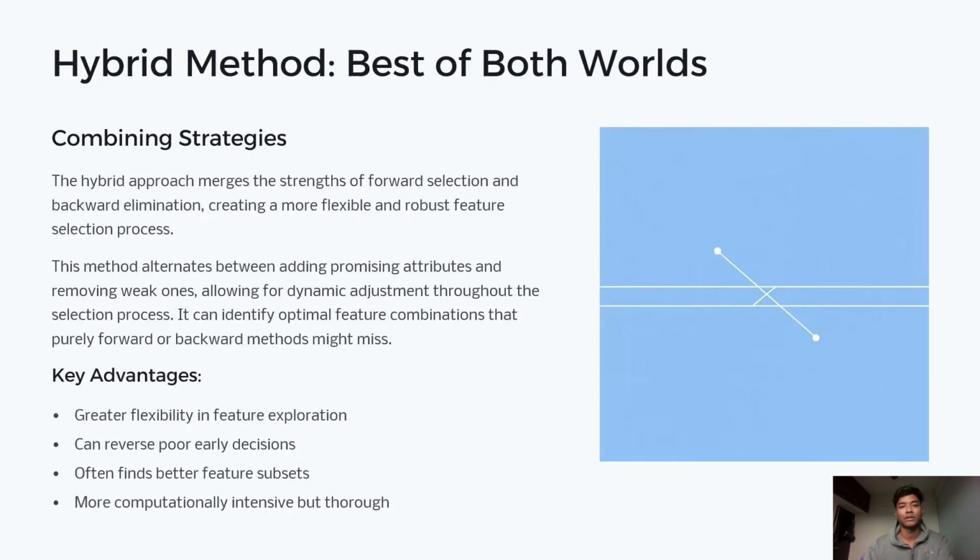Now, the hybrid method, best of both worlds. The hybrid method fixes bad early decisions, explores more combinations, learns better feature sets, and often gives the best results. The only drawback is that it requires more computation, but the outcome is often worth it.